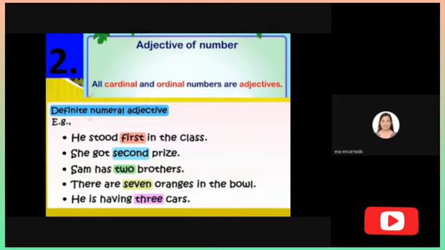Anyway, class, definite numbers din ang tawag natin sa cardinal and ordinal. Indefinite naman ang tawag natin sa adjective of quantity. Indefinite siya kasi example niya enough, several. You don't know the exact amount. Pag definite, you know the exact amount. Okay? We are talking about exact things. Sam has two brothers. Two is an example of cardinal, di ba? There are 7, that's cardinal. He is having 3 cars. That's cardinal.